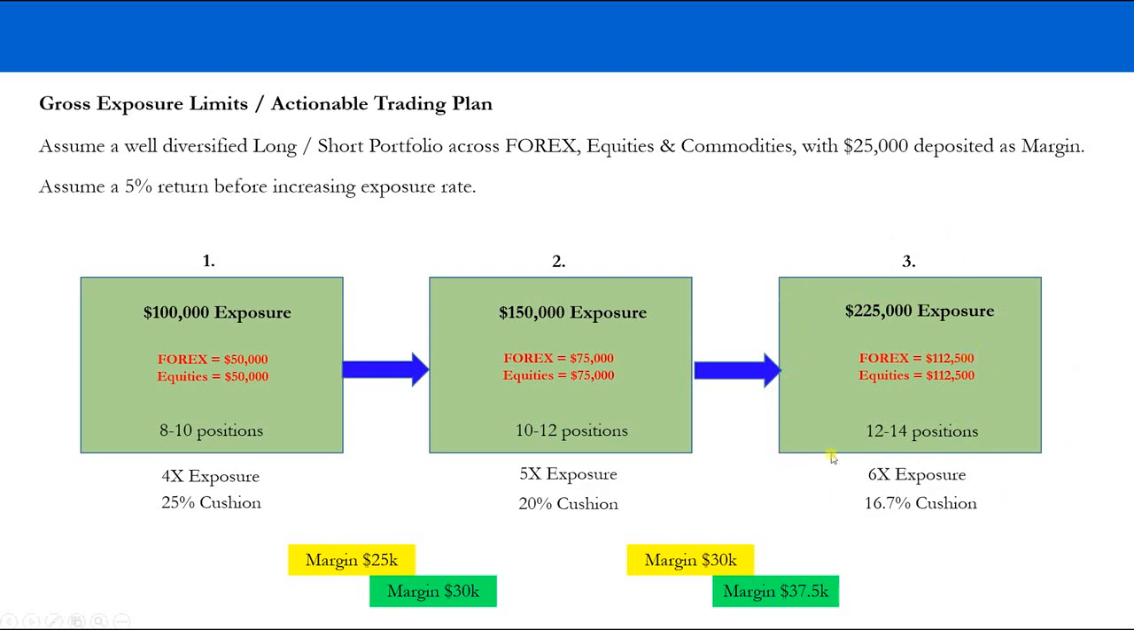If you're taking 6 to 8 times in currencies and overall diversified long-short portfolios across asset classes.